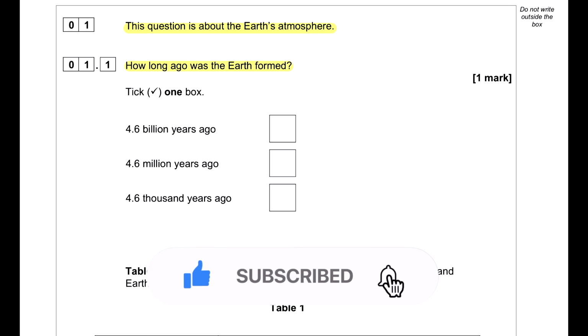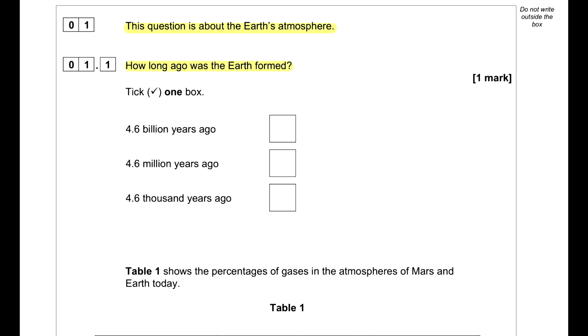How long ago was the Earth formed? We know that the Earth was formed 4.6 billion years ago. So 4.6 billion years will be the answer.